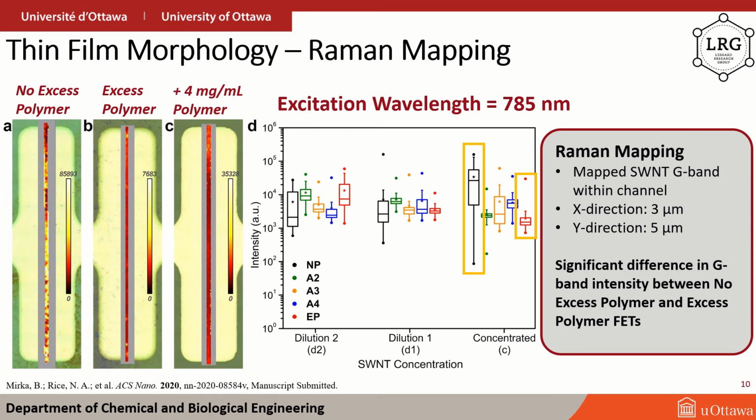This suggests that the film formation of excess polymer dispersions is more homogeneous and corroborates our FET data. The differences in G-band intensity also corroborate the higher off-currents observed from no excess polymer dispersions. We attribute this to an increased carbon nanotube bundling in no excess polymer films.